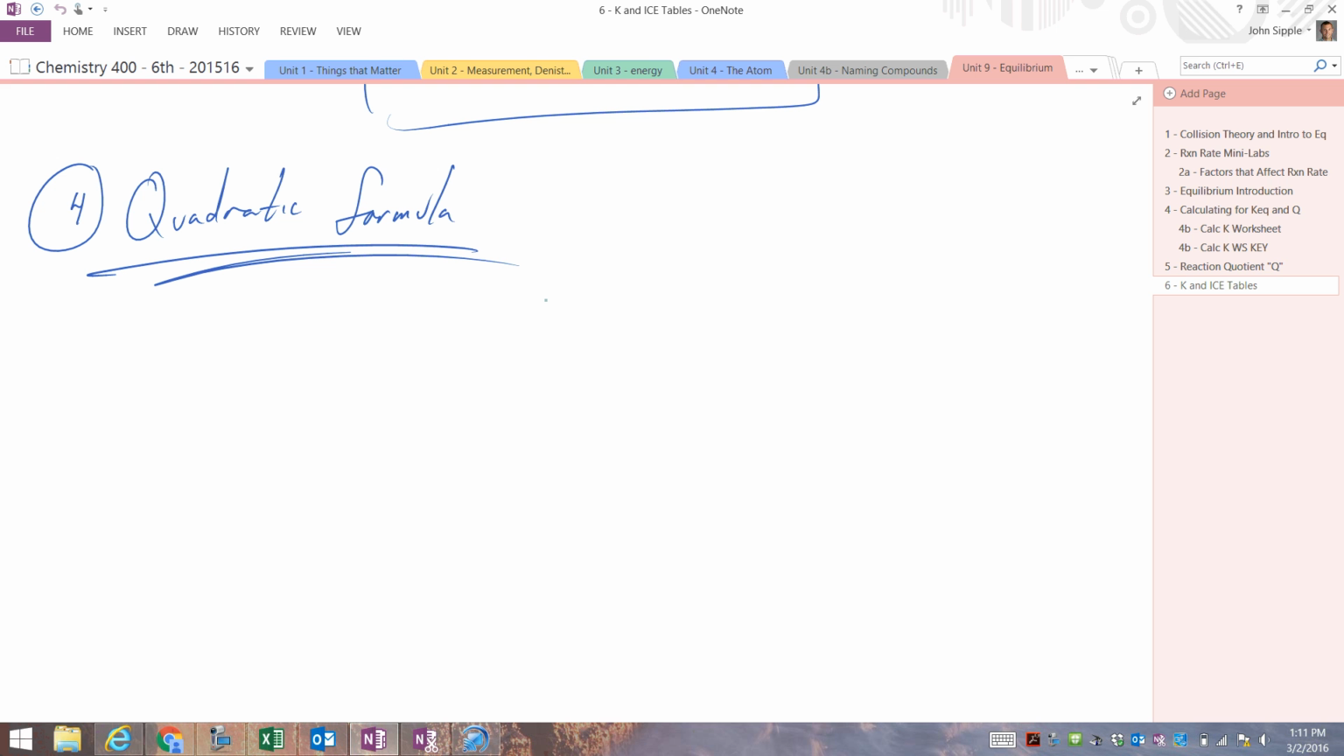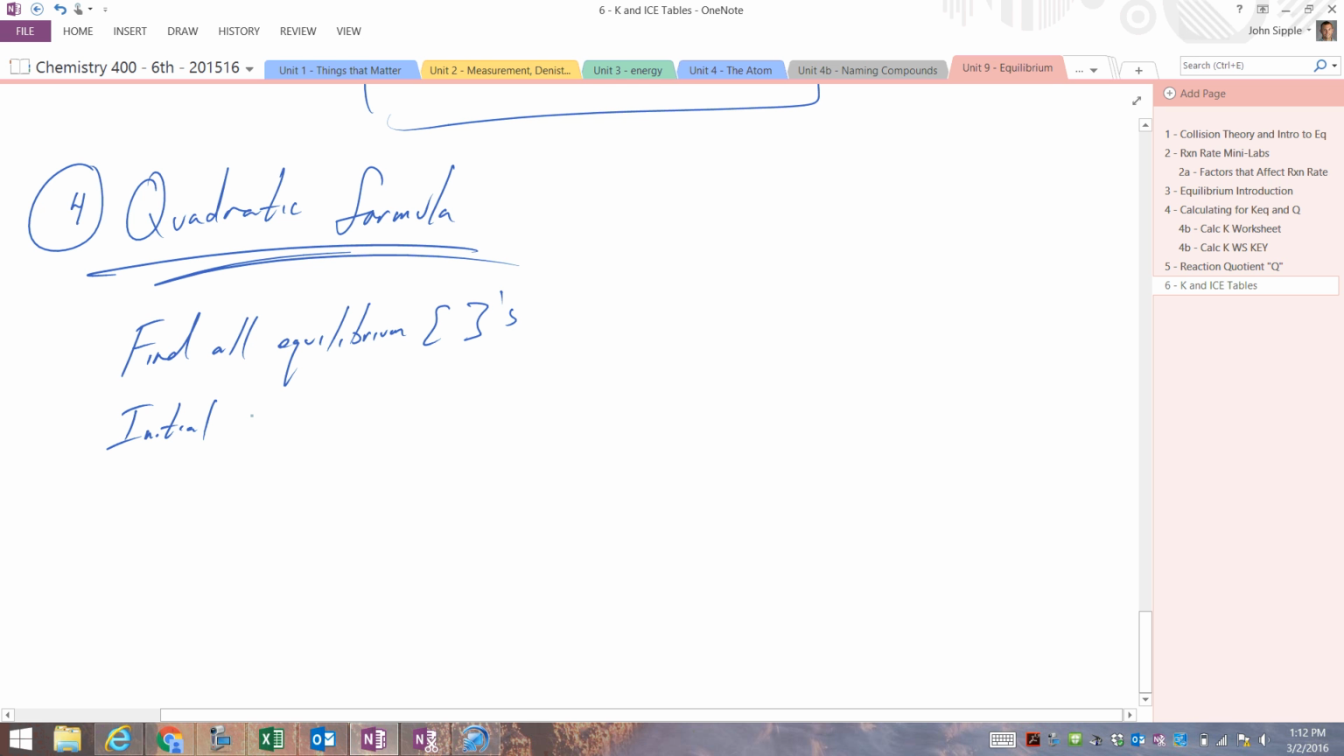So let's do this problem here. Same sort of deal. Find all equilibrium concentrations. The initial concentration of PCl5 is equal to 1 molar. The K for this reaction is going to be 16. And here's the reaction.